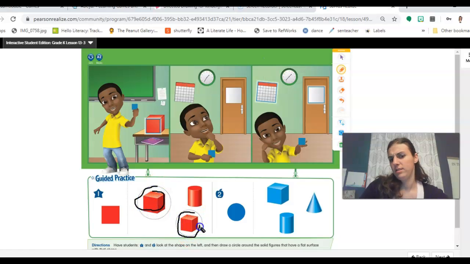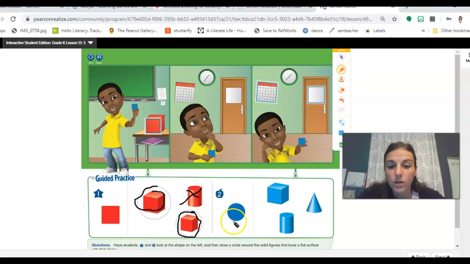My drawing is not great on this. Does a cylinder have a square as part of one of its flat surfaces? No, it doesn't. So you would put an X. Or you could leave it alone. You don't have to do anything with it.